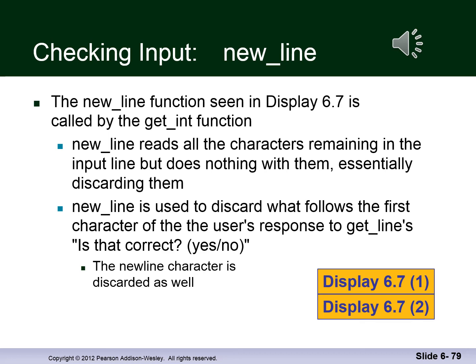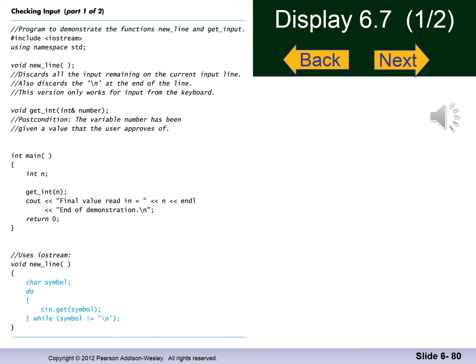Finally, we have program 6.7 to take a look at. You can see we have the two void functions, newLine and getInt. NewLine has no arguments. GetInt is used to get an integer. On this first slide, you can see the function definition for newLine, which is called on the next slide by getInt. Sorry, they're on two slides. It's just the way it is.